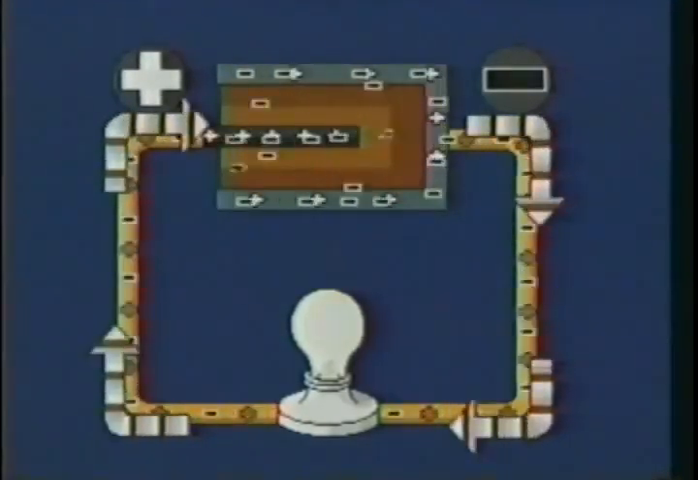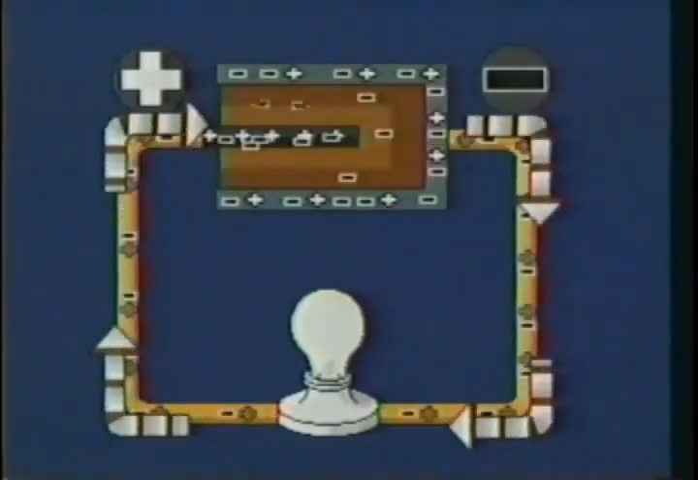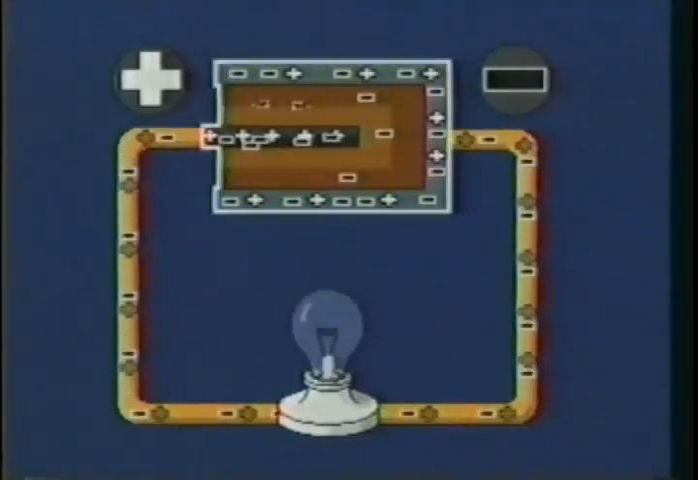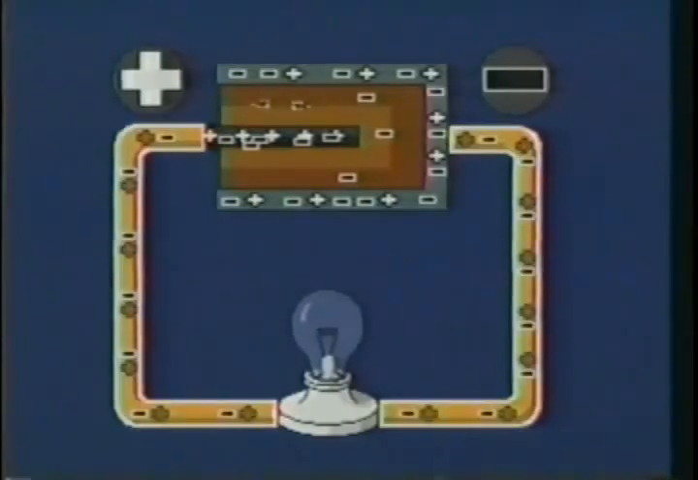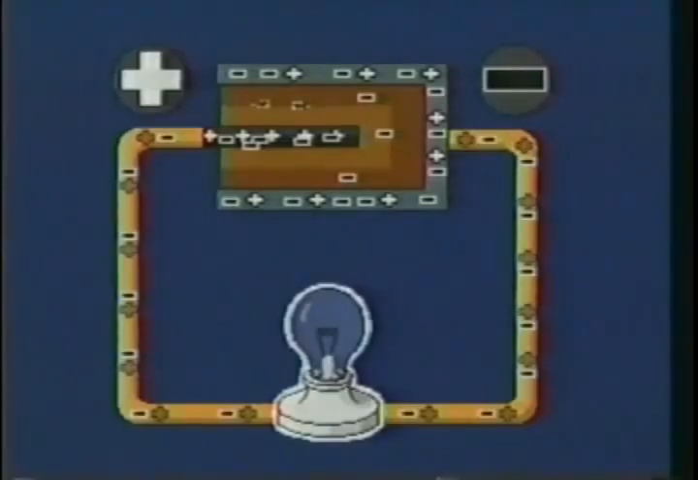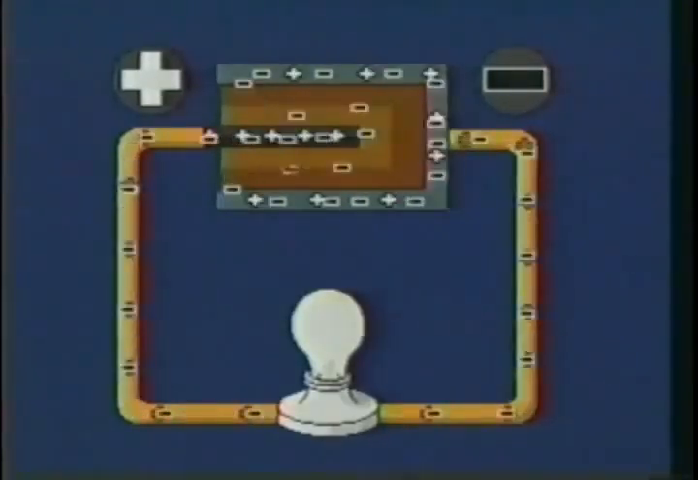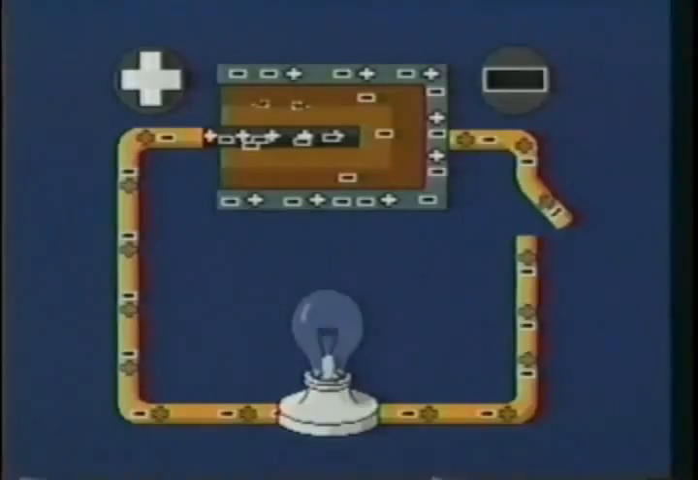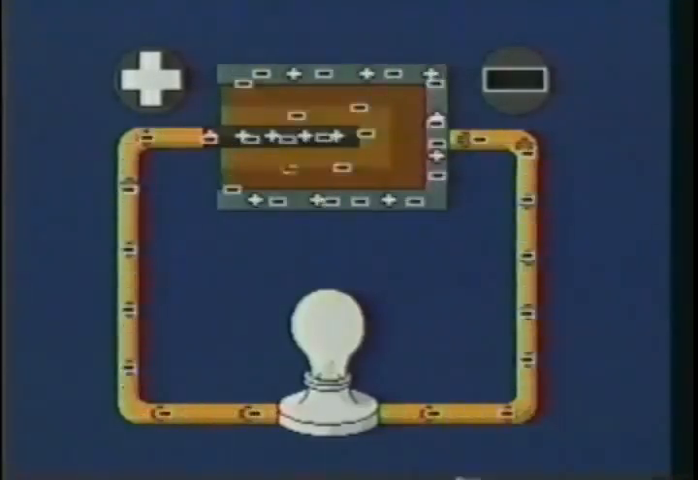A circuit is a complete path or loop around which electrical charge flows continuously. It consists of a source of electrical energy, a battery in this case, a conductor such as these connecting wires, and a load such as a light bulb, which uses the energy provided by the source. If a gap is introduced at any point in the circuit, the flow of charge stops immediately.